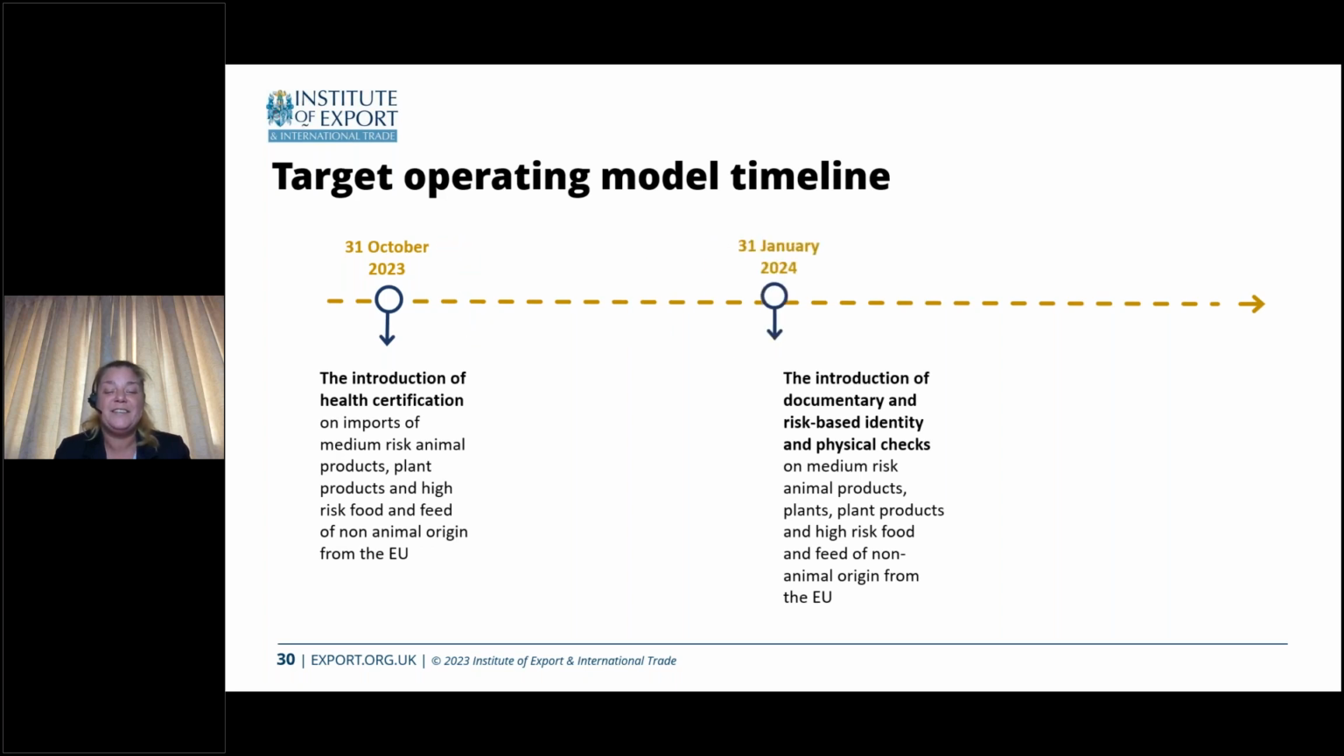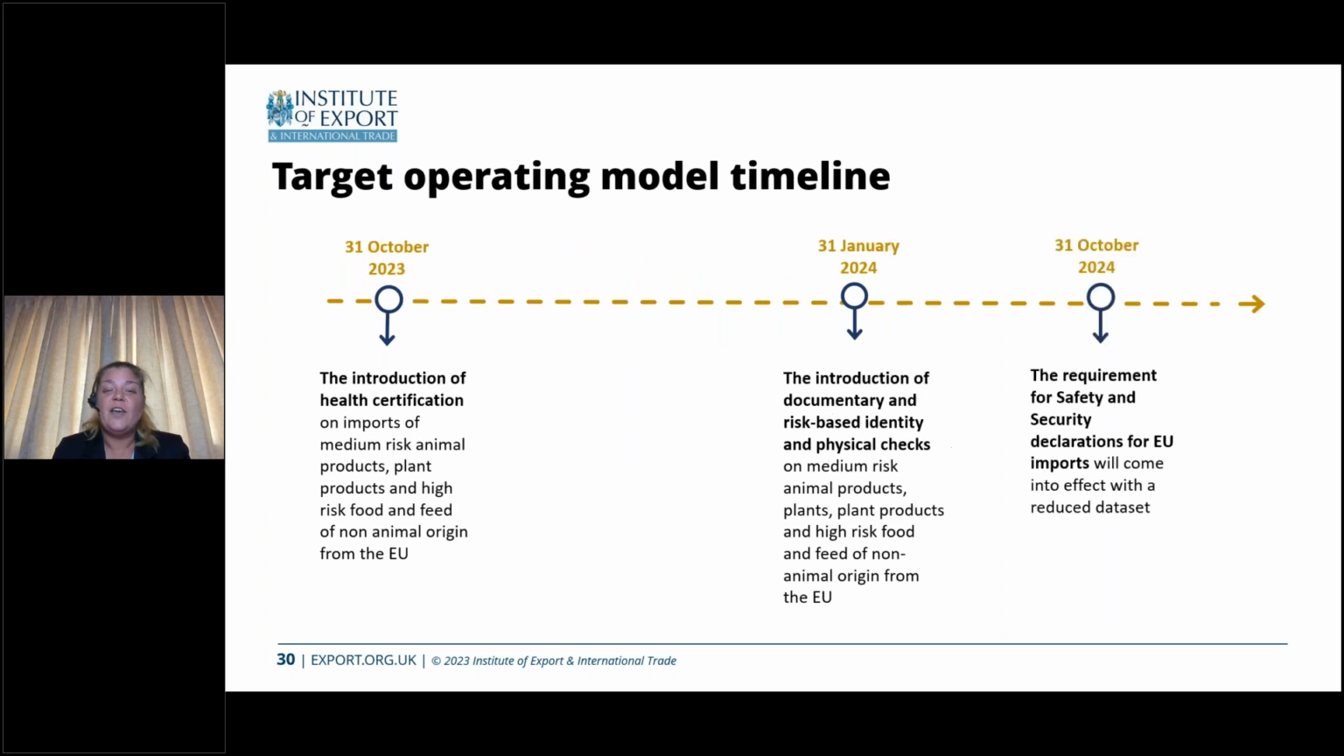Next section, please, Ewan. So, as you can see here as well, we also have the introduction of the documentary and risk-based identity and physical checks coming in on the 31st of January. So we are doing it in stages so that all of the implementations aren't coming in one hit. That means not only do us as traders and hauliers and people who work within the import and export industry have time to get used to these changes and implement any process or procedural changes to make use of these, but it also means that the government has time to ensure that they've worked out any issues in stages.